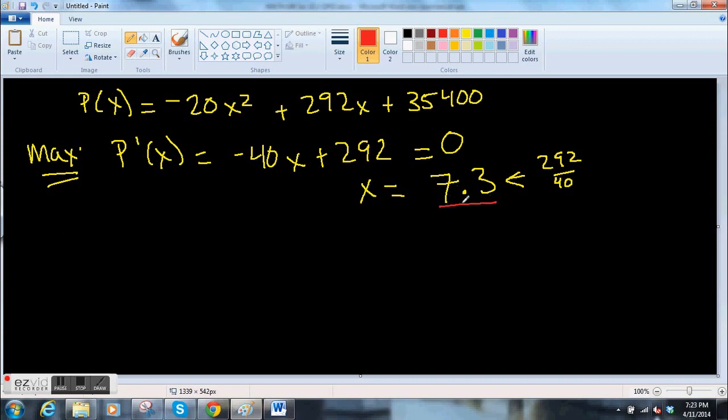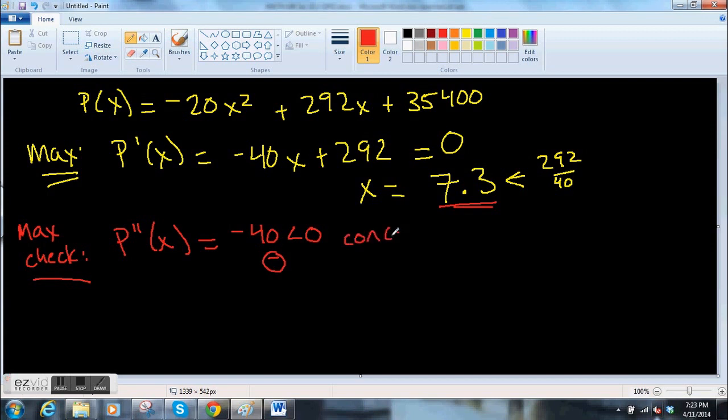Another thing to think about: we have this number, is this a maximum or a minimum? So here's the maximum check. You could note that the second derivative, p double prime of x, is negative 40, which is less than 0. It's a negative number, so that tells us the function is concave down everywhere. It's a function that looks like this. So if we have a point here, 7.3, that must be a maximum. We're trying to maximize profit. Sometimes you want to minimize cost, and you want to maximize profit.